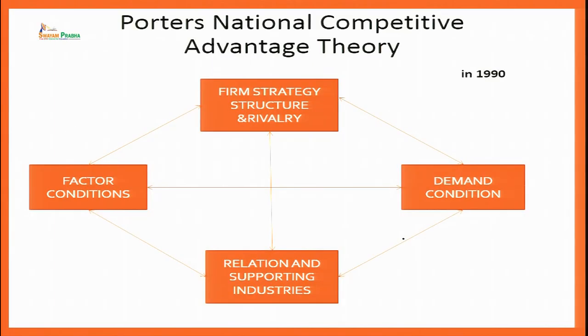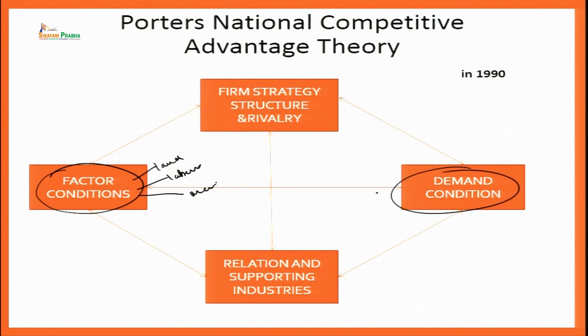Another theory was given by Porter, the National Comparative Advantage Theory, in the year 1990. He talked about four major dimensions, and on that basis you can take a call whether to go into the international market or not. First you have to assess the factor condition: what kind of resources I need, and are these resources there or not. If these resources are there, then I should move to that country, or if they are not there, then I will look for some other country where I can get those things.